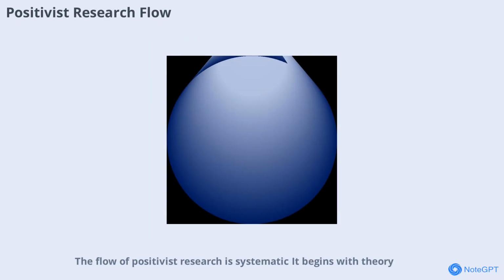The flow of positivist research is systematic. It begins with theory followed by hypothesis formulation. Data is then collected, analyzed statistically, and results are interpreted. This structured process ensures that findings are based on evidence and can be replicated. Each step builds on the previous one, maintaining objectivity and scientific rigor. By following this flow, researchers can confidently test theories and contribute to knowledge in their field.